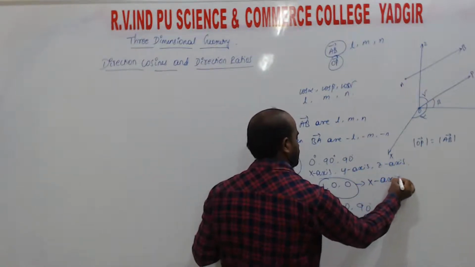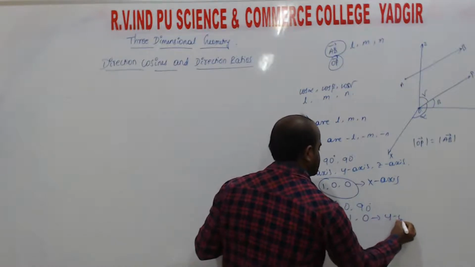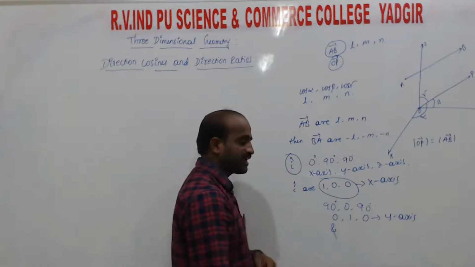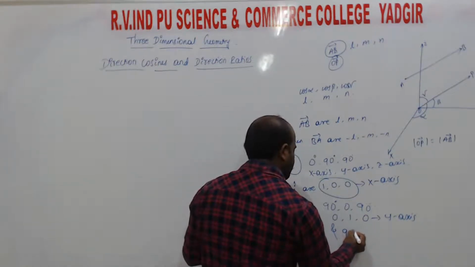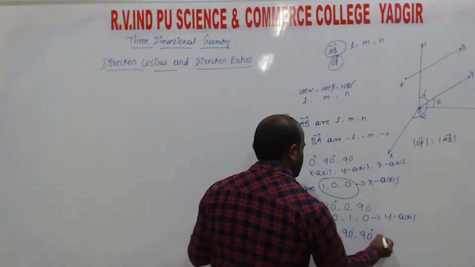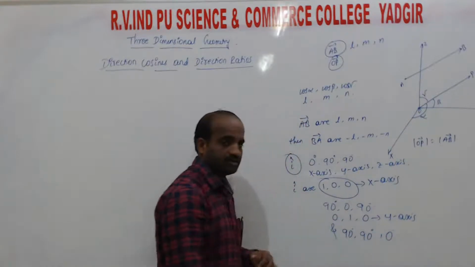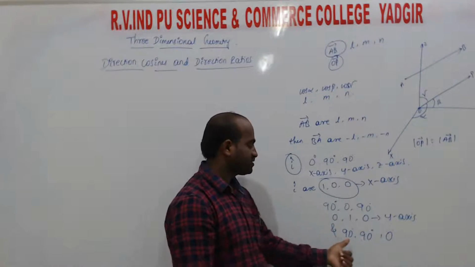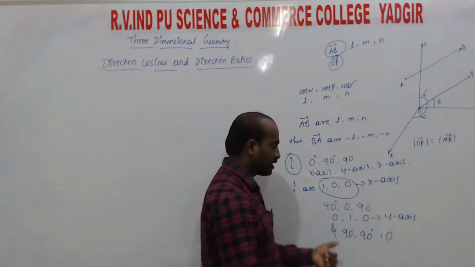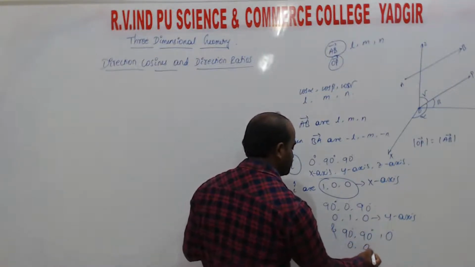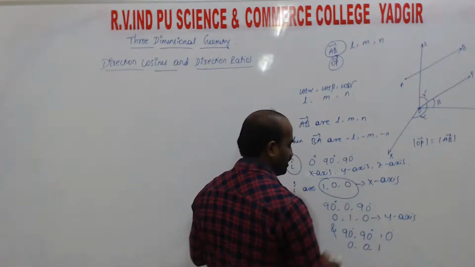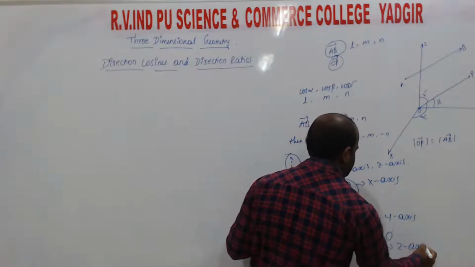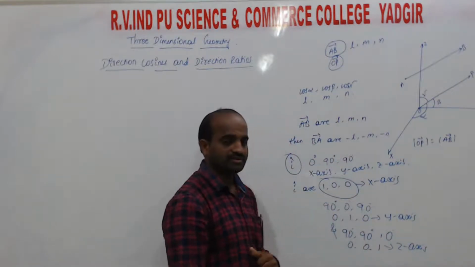The unit vector k makes angles 90, 90, 0. Cos 90 is 0, cos 90 is 0, cos 0 is 1. This is the direction cosines of the z-axis, 0, 0, 1.